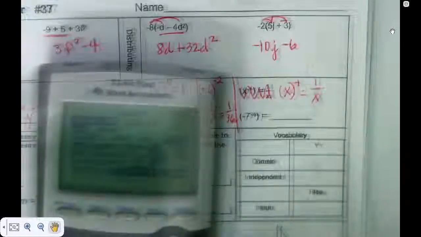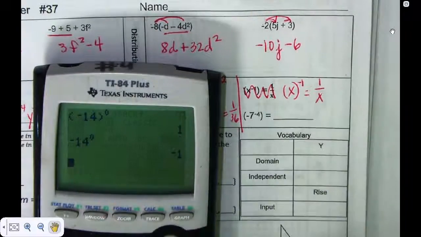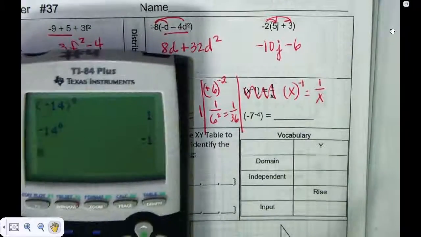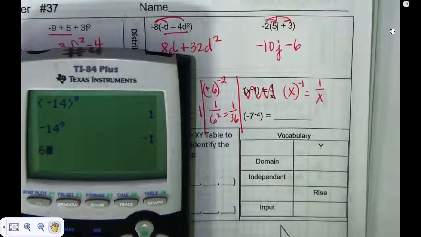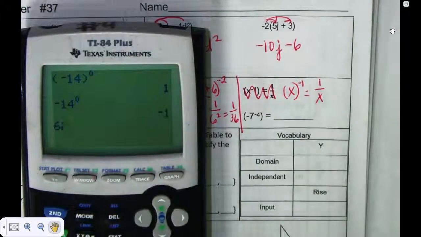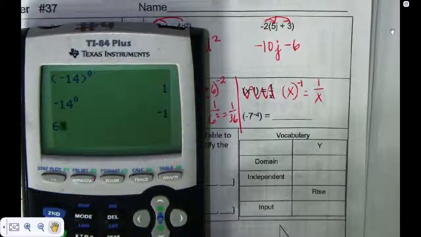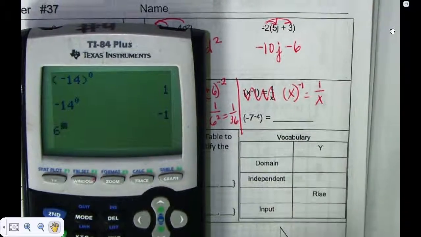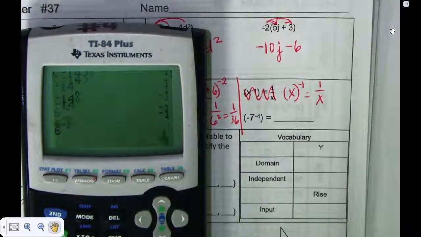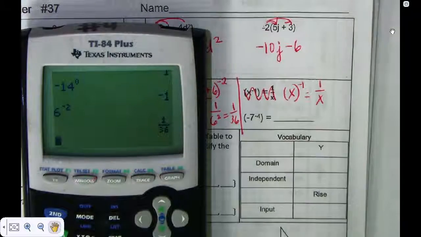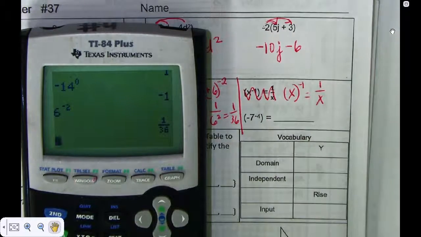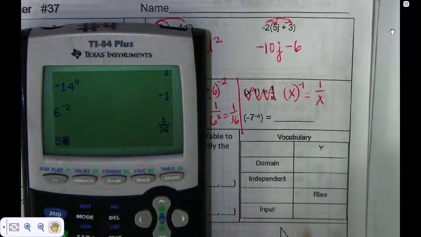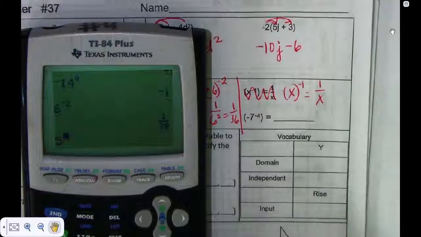So, I'm going to prove it to you. Go to second quit. Put 6, since it's not negative or positive, we can just put it 6. Arrow up, negative 2, and hit enter. What'd you get? Okay. Let's do 5 to the negative 2.